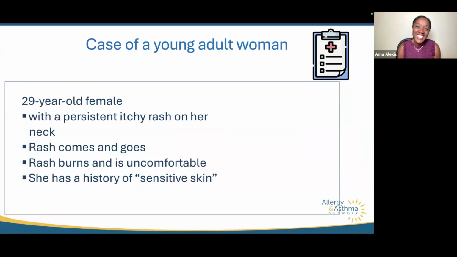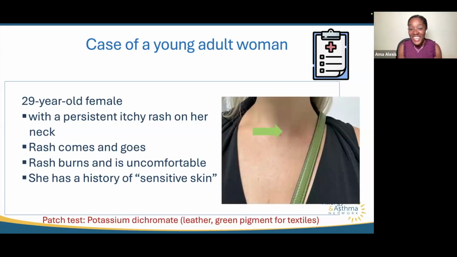On to the next case. It's a case of a young woman. This one's interesting. She presents with an itchy rash on her neck, always on one side. The rash comes and goes, it burns, it's uncomfortable, and also doesn't look very nice. She does have a history of sensitive skin. So we chat and discuss what could be the cause of this rash, and we couldn't figure it out. So again, we decide to patch test. And she let me take a picture with the offending agent.